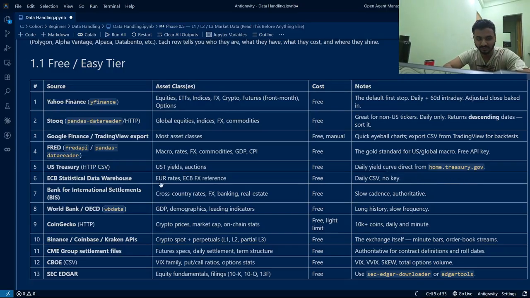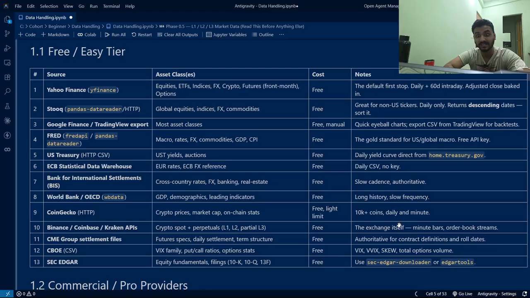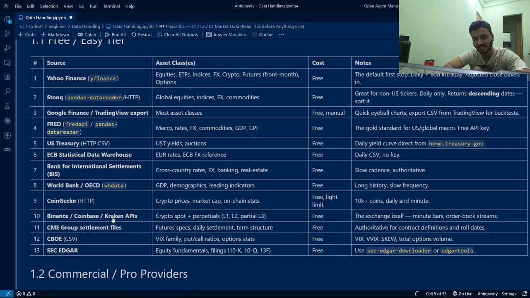ECB Statistical Data Warehouse for euro rates, ECB FX reference, daily CSV. There is no key required. Bank for International Settlements, cross-country rates, FX, banking, real estate. It's slow but authoritative and reliable. Then you've got your World Bank or OECD. You will get GDP, demographics, and leading indicators. You get a long history but slow frequency. Then you've got CoinGecko: crypto prices, market cap, on-chain stats.